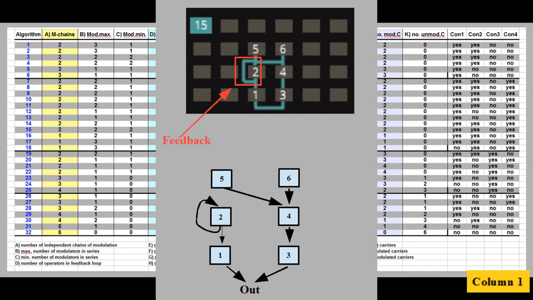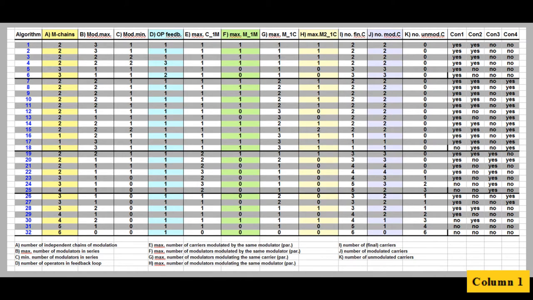Please take care interpreting the graph of algorithm 15. It looks as if the feedback loop clasped both modulation chains, and as if operator 5 modulated both operator 2 and operator 4. But indeed, the feedback loop contains only operator 2, and operator 5 modulates only operator 4, together with operator 6.